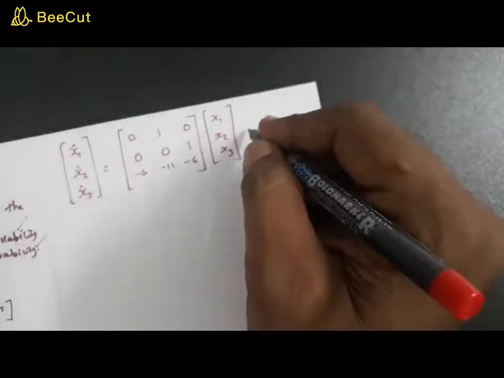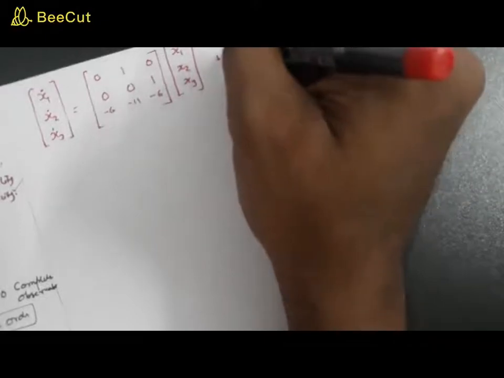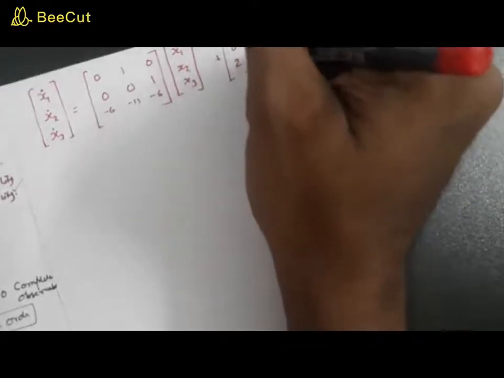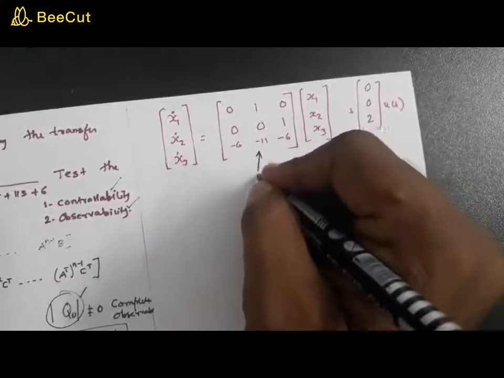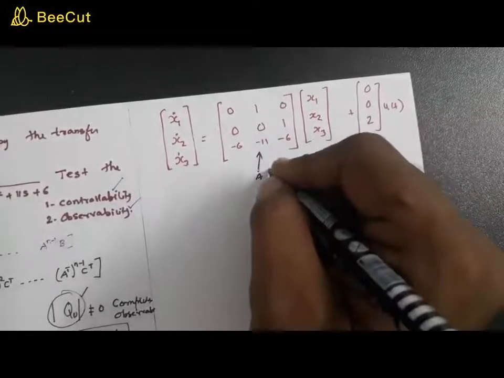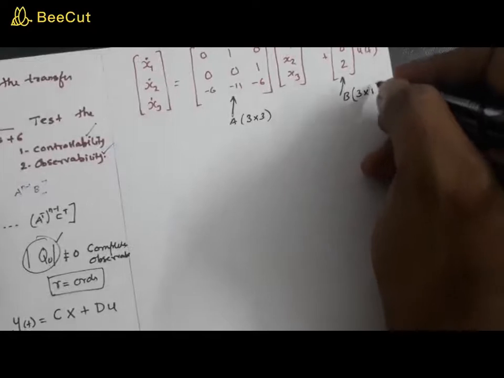Then plus 0 0 2 into u of t. So from this what you understood is that this is actually the A matrix, and this one is the B matrix. A matrix is a 3 by 3 matrix, while B matrix is a 3 by 1 matrix.